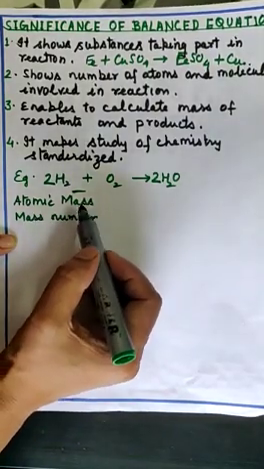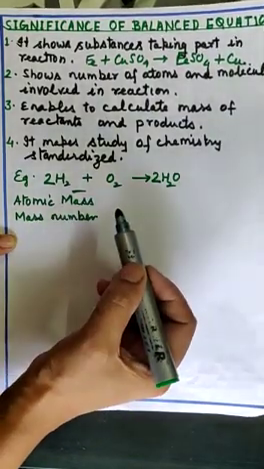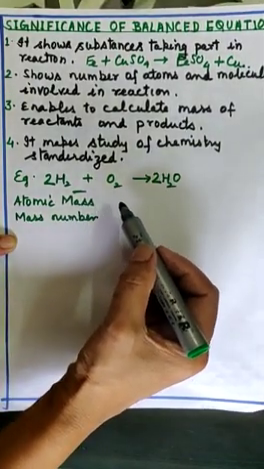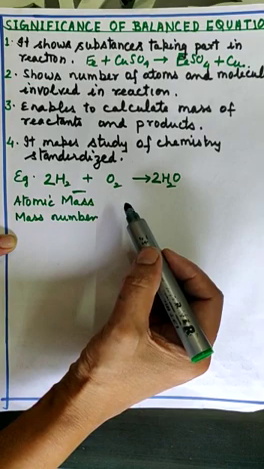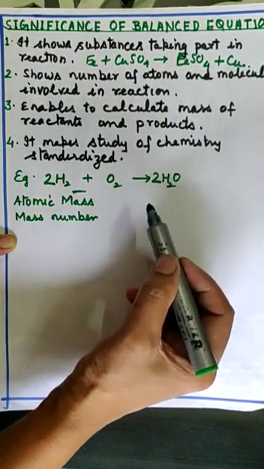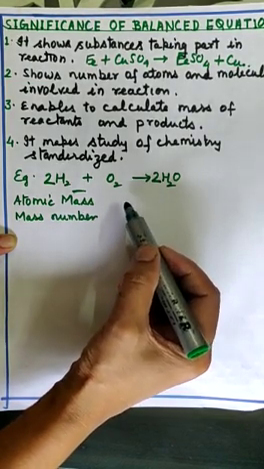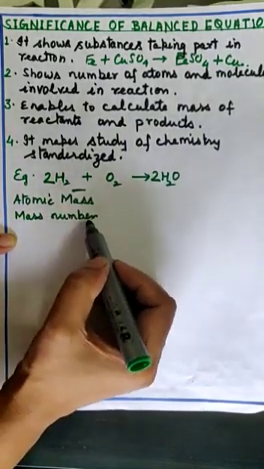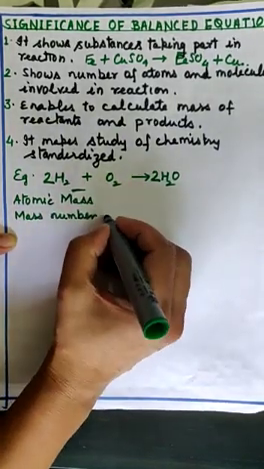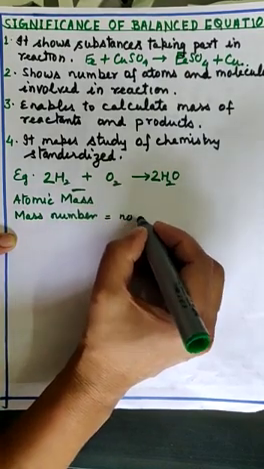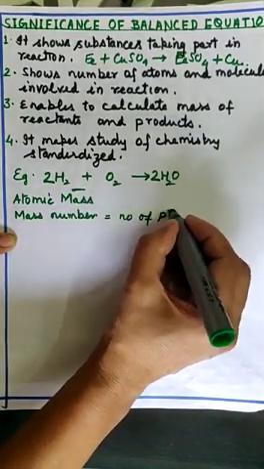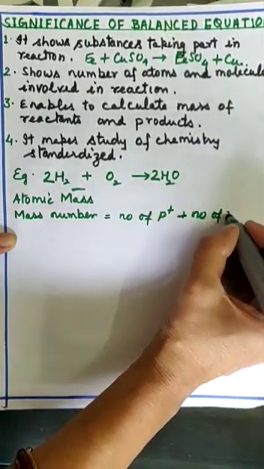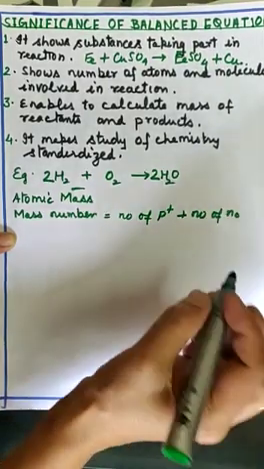Atomic mass is what? Atomic mass is the real mass of one atom of an element. Just like in the list of atomic numbers 1 to 20, you learned their atomic numbers, and you know atomic number means the number of protons. There is one more number that is called the mass number. Mass number is equal to the number of protons plus the number of neutrons.